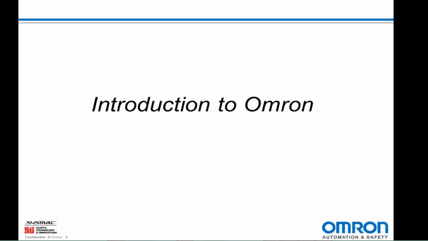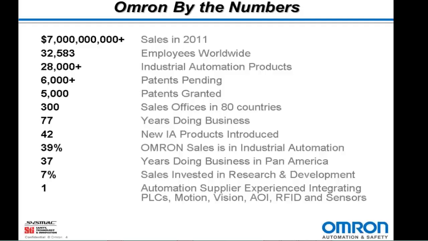So just a little bit about Omron. For those of you who don't know, Omron is an extremely large organization, about $7 billion, 32,000 employees. A little under 40% of our business is industrial automation, and the balance is consumer products and the healthcare division. So sales offices in over 80 countries. So the key is from a support perspective, we're nearly second to none when it comes to global support and our ability to follow projects, applications, solutions, and customers wherever they need to go across the globe.